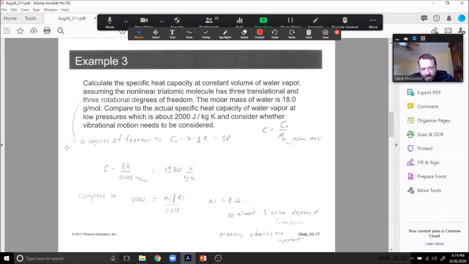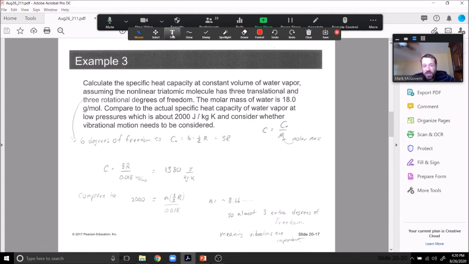All right, so 6 degrees of freedom. CV is 6 times 1/2 R. That's 3R. Now, that's my molar specific heat. But look what I was asked to compare to. I was asked to compare to the standard specific heat that involves mass. So I got to convert this. If I convert this, I take my value for C, my 3R here, but I got to divide that by the molar mass.